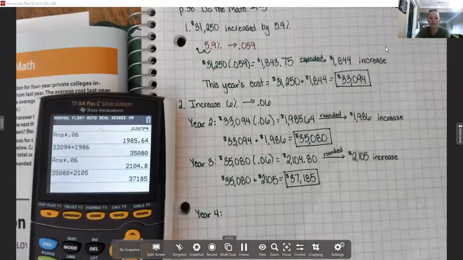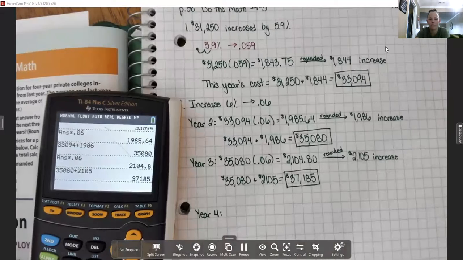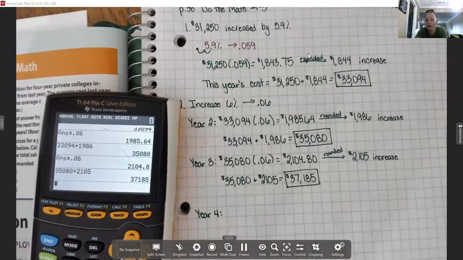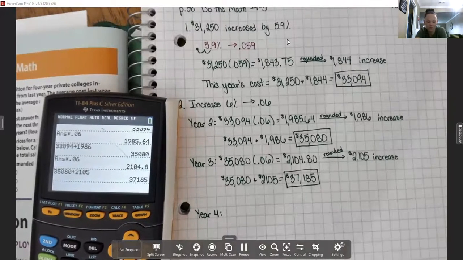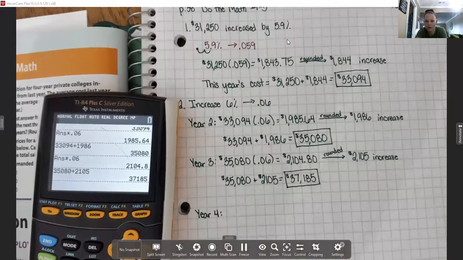And then lastly, on this problem, we have to do year 4. So I want you guys to try year 4 on your own. I'll give you just a minute or two. See if you can follow the process, write it out. See where you're getting stuck if you are. We'll give you just a minute to do that.